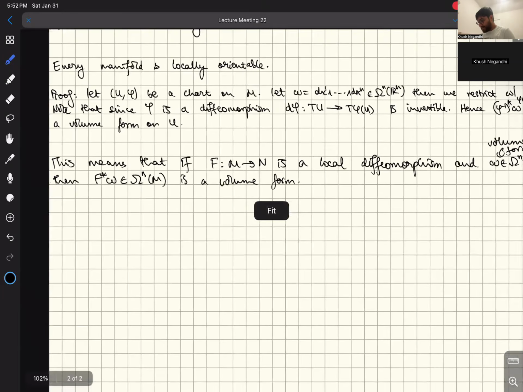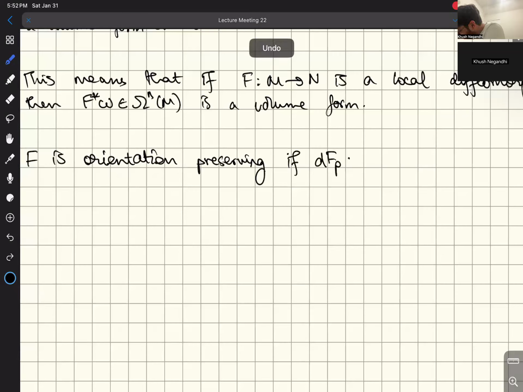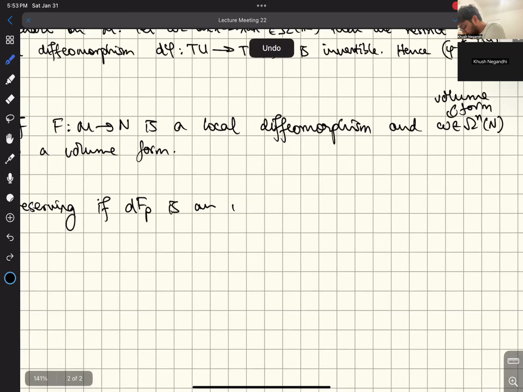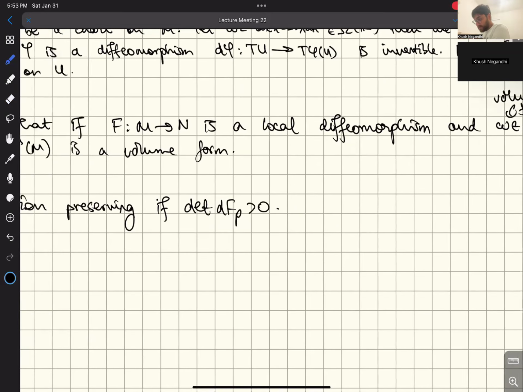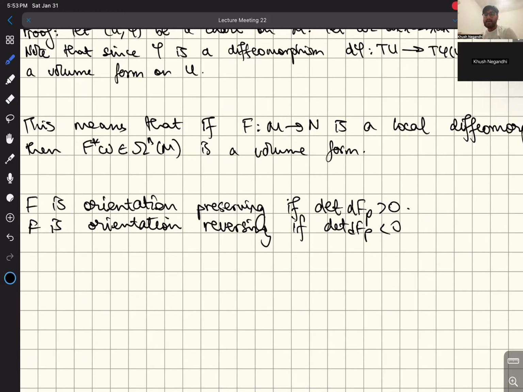Okay. One final thing I want to say is that F is orientation preserving if the determinant of df at P is positive, and F is orientation reversing if the determinant of df at P is less than 0. So like these are definitions that we would expect to be true, at the very least.